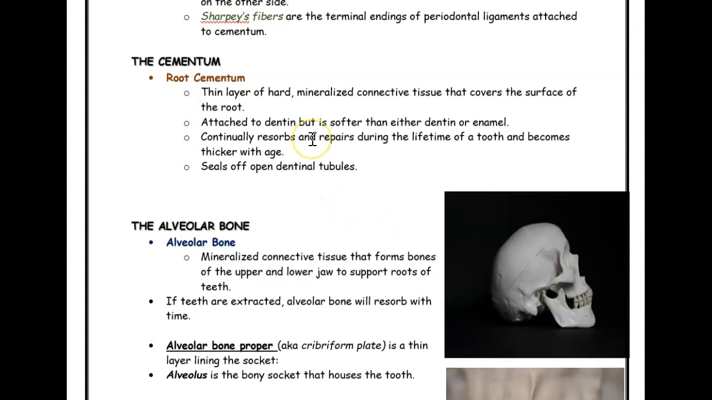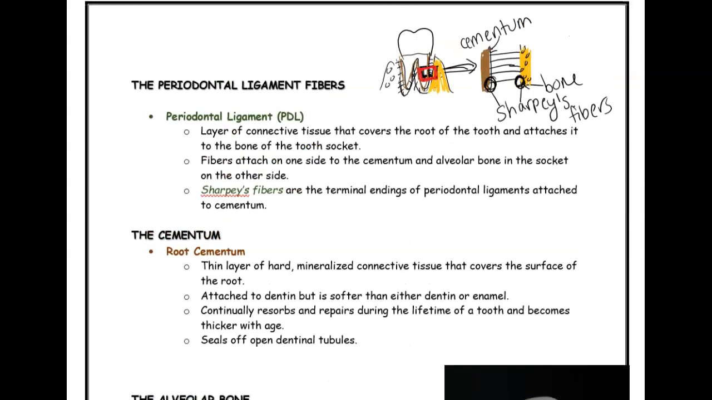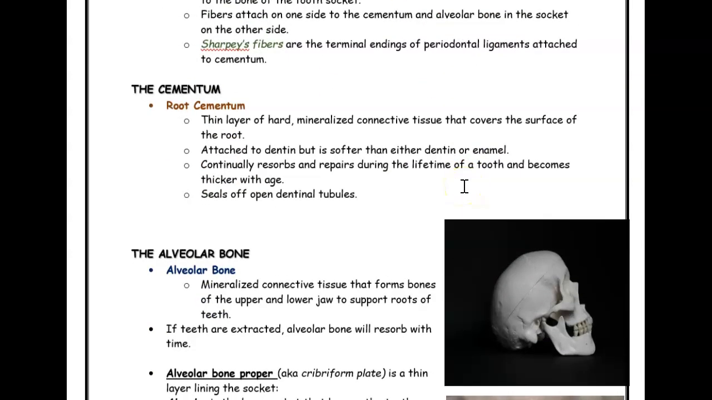Okay, let's talk about the cementum. So here we have the crown, here we have a root, and the cementum basically covers the entire root. If I were to color in the entire root, that brown color that we're looking at is the cementum. It's kind of like a hard layer.